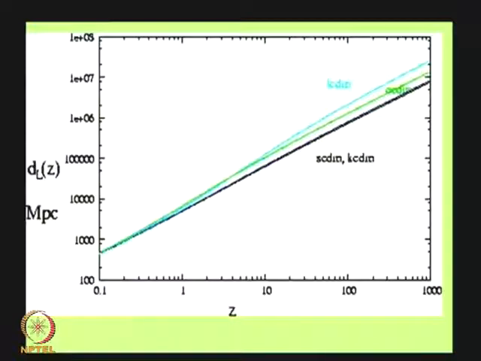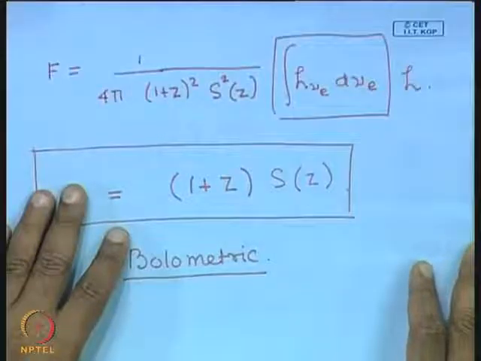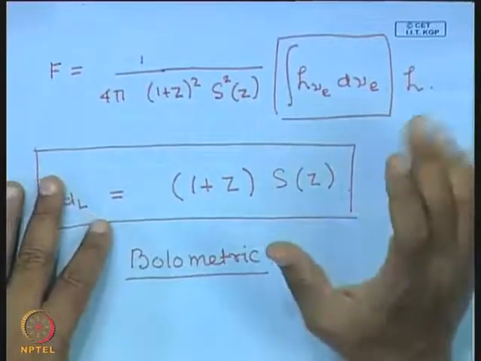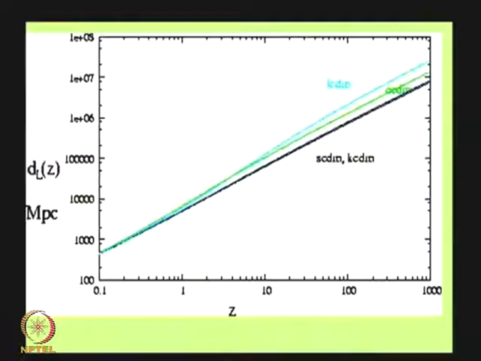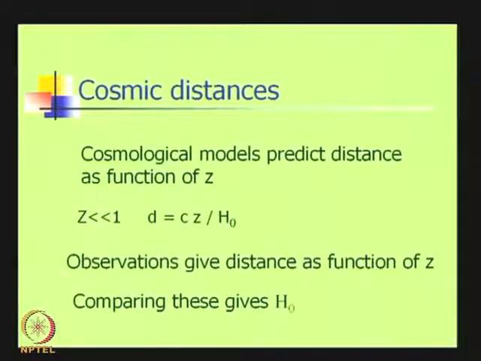Okay, so we see that the distances which are important in observational cosmology are essentially the luminosity distance and the angular diameter distance. These are the two things which are important in observational cosmology. The distances that we have been discussing till now, the luminosity distance, the angular diameter distance, comoving distance, etc., all of them have the property that at low redshifts we recover Hubble's law.